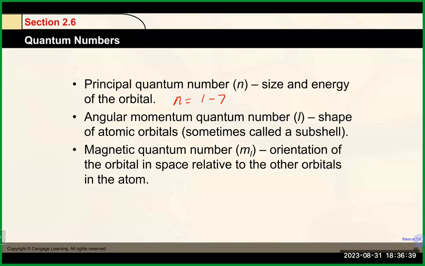The next quantum number is l, the angular momentum quantum number. That is basically the shape of the atomic orbitals, which are sometimes called subshells.